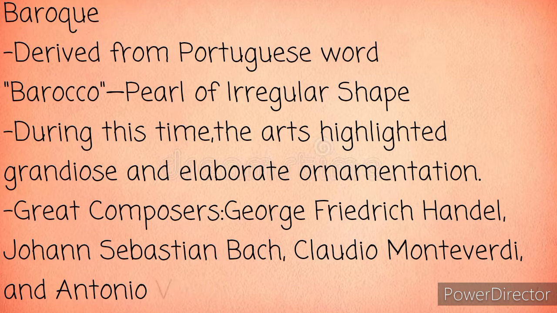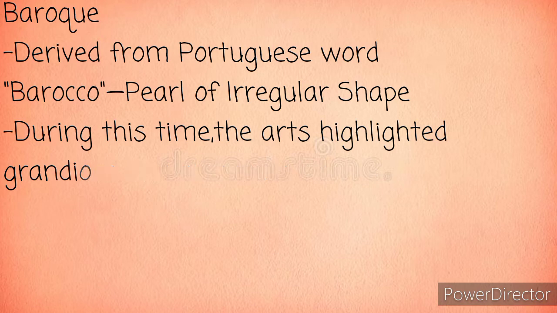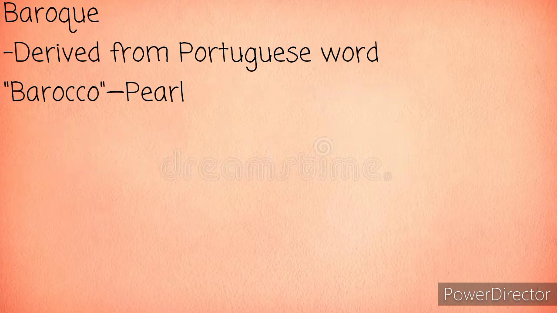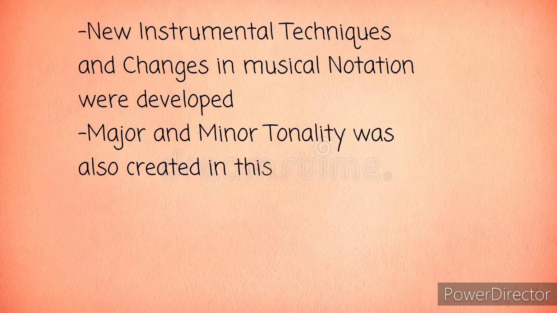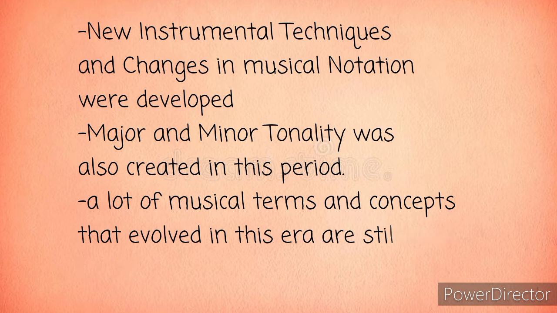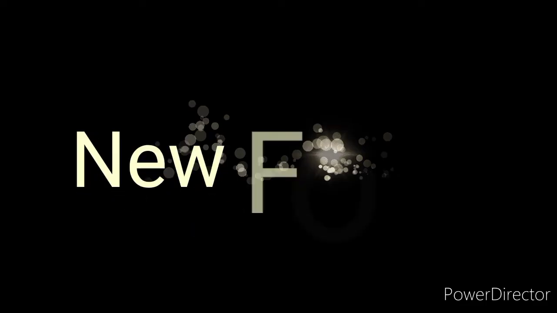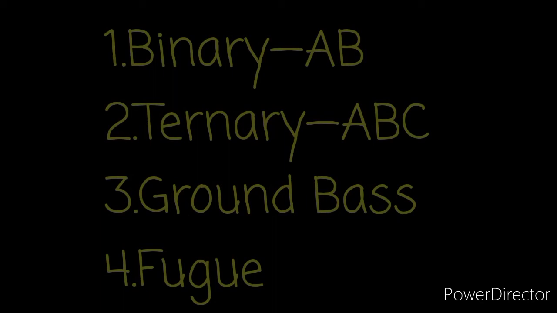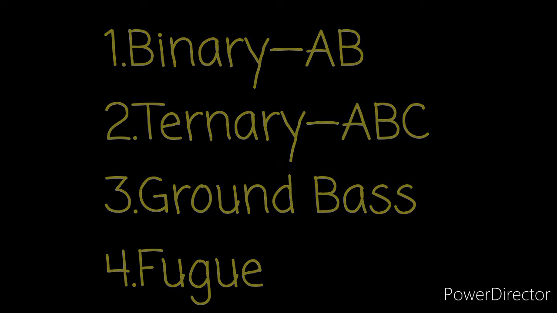Some of the great composers of this time were George Frideric Handel, Johann Sebastian Bach, Claudio Monteverdi, and Antonio Vivaldi. New instrumental techniques and changes in musical notation were developed. Major and minor tonality was also created in this period. A lot of the musical terms and concepts that evolved in this era are still used today. The new forms are: one, binary, AB; two, ternary, ABA; three, ground bass; four, fugue.